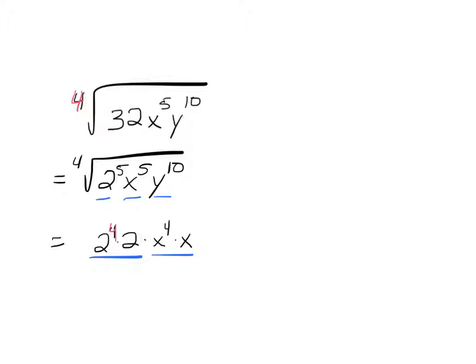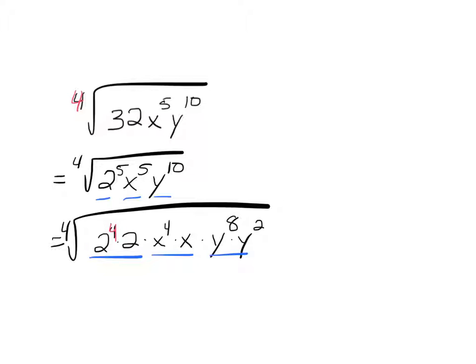And then this y to the 10th, I'm going to write as y to the 8th times y squared. There you go. There's 10 y's. So I'm taking the 4th root of all of that right there.